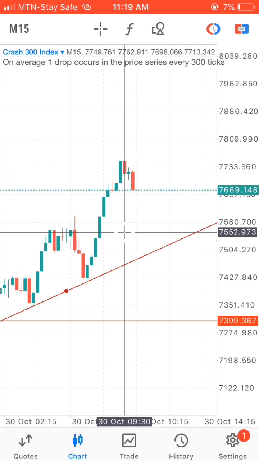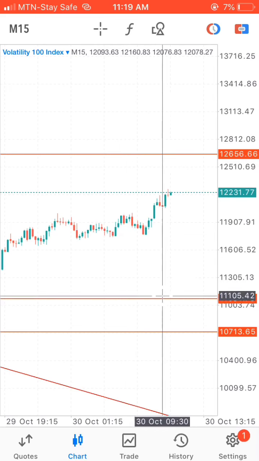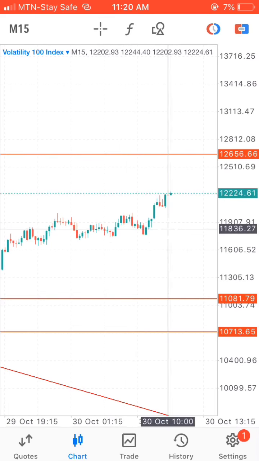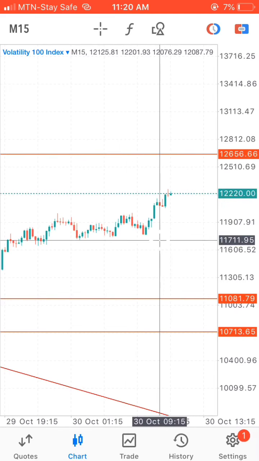Okay, let me jump on VIX 100. I'll show you what I'm trying to talk about. So VIX 100 is a trade I gave this morning, and I gave that trade from this level here. Why? Because I saw that at that level on the 15 minutes time frame, the market didn't get past this level.